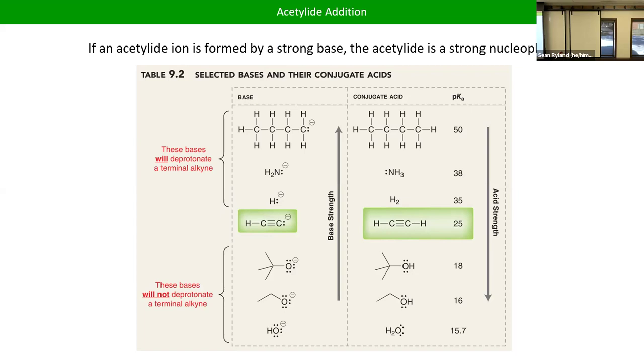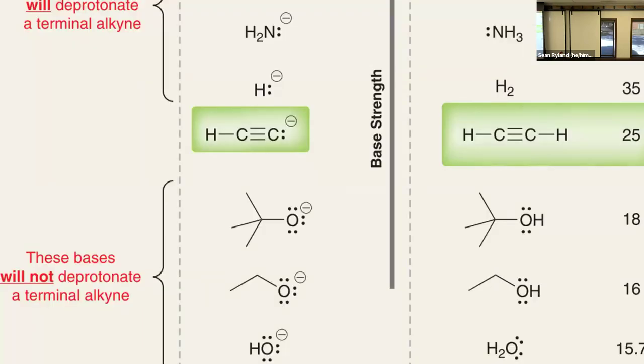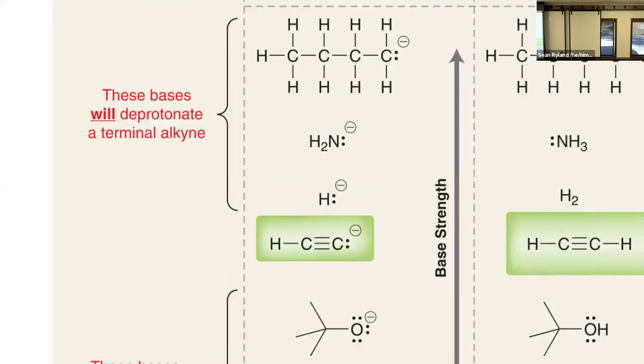The other handy thing about deprotonating these is that if you wind up with a deprotonated alkyne at the end, a deprotonated alkane is one of the strongest bases. So not even sodium amide is strong enough to do that. The amide ion is strong enough to deprotonate hydrogen gas. You can take H2 and expose it to amide and you'll make hydride ions.